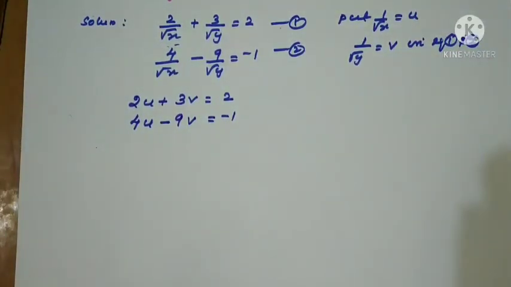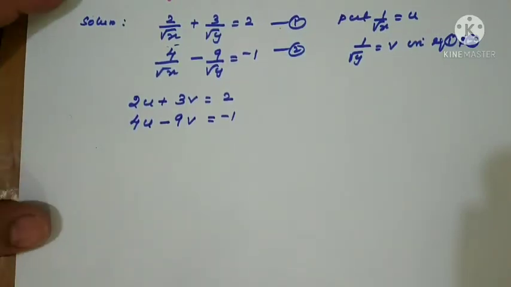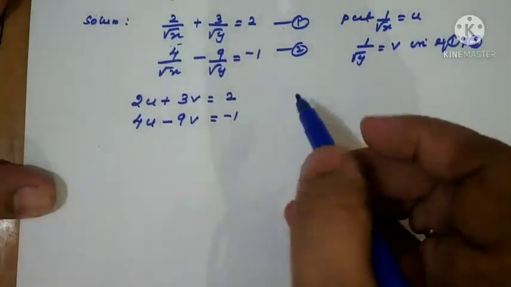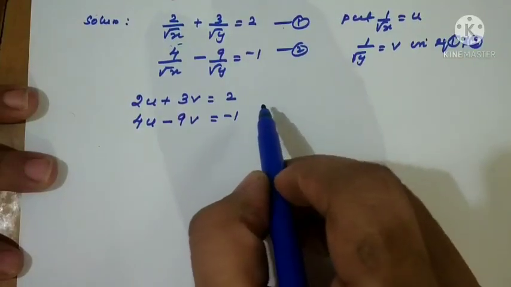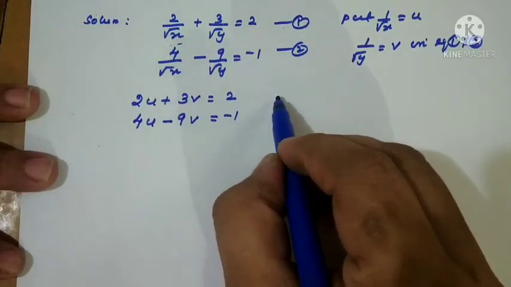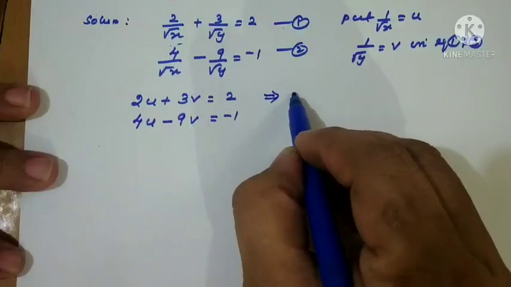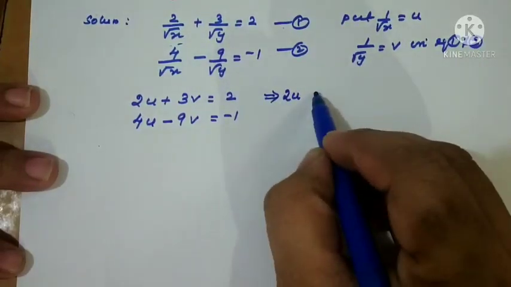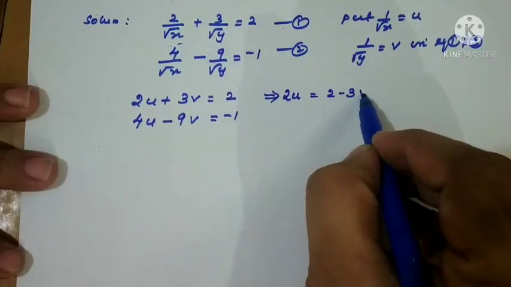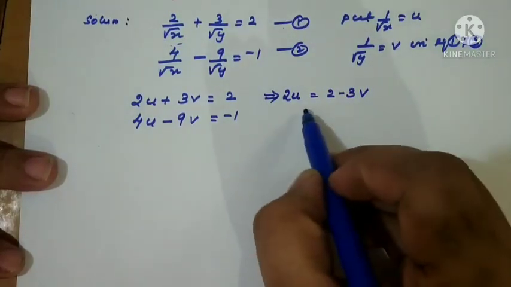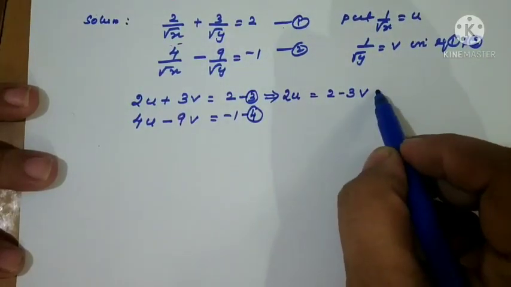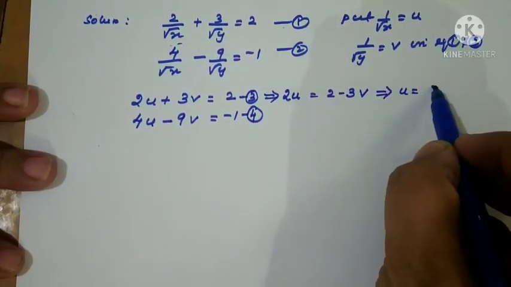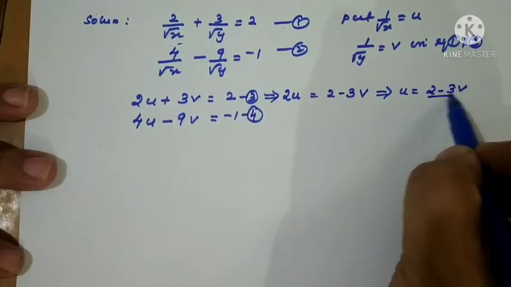Here also we can go for the substitution method, elimination method, or cross multiplication method. Here I am taking substitution, since we did not do it the last 2-3 times; we did other methods. So what is u here? From 2u, I will write 2 - 3v, which is the easiest way you can choose. I make it equation 3 and 4. So from 3, u = (2 - 3v)/2.